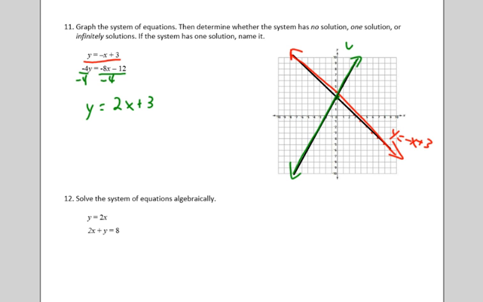I label it y equals 2x plus 3. I see where it intersects, and it's at 0, 3. One solution.